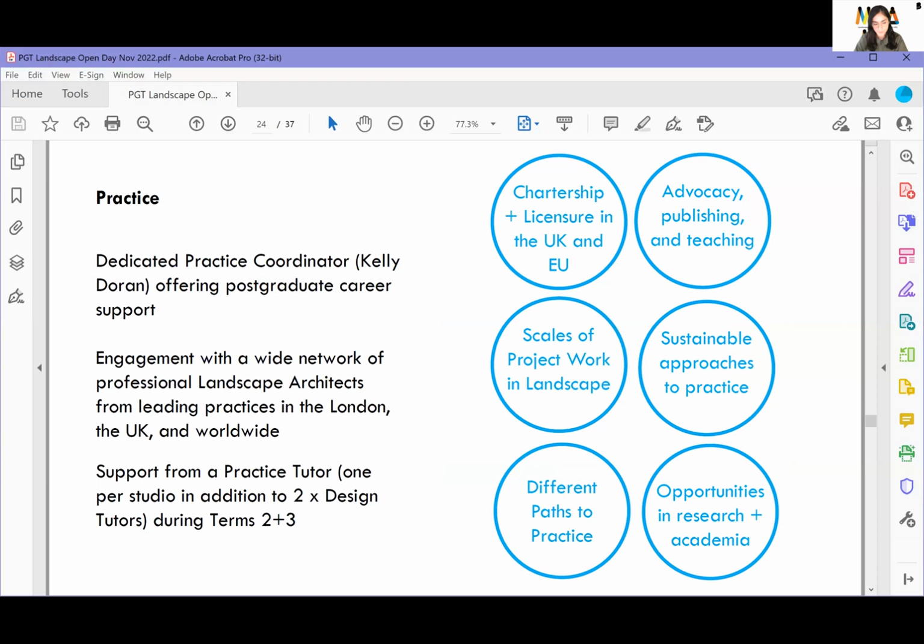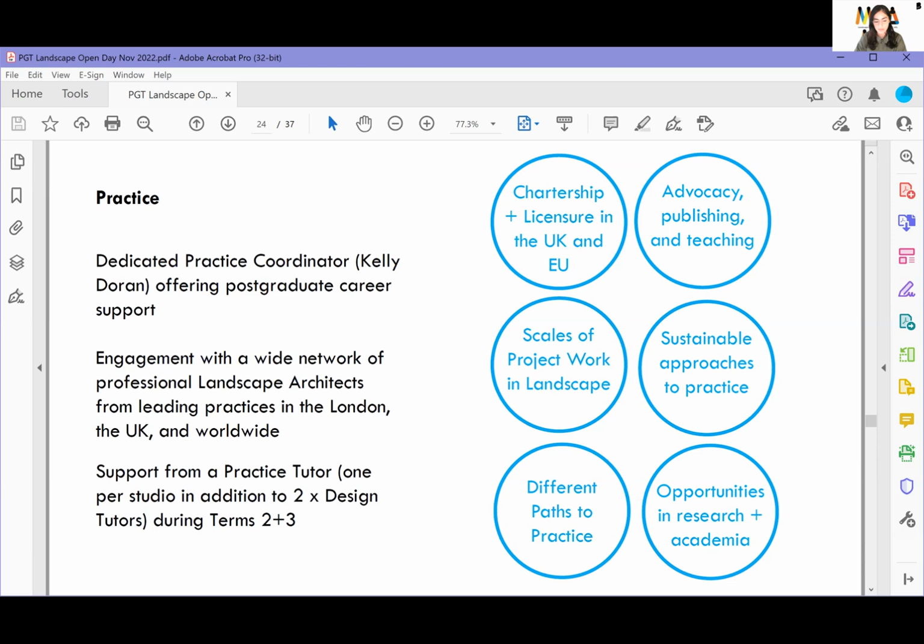And then practice. So we have a dedicated practice coordinator, Kelly Duran, who's there to offer you postgraduate career advice. So he's given talks and sessions with students about the different routes to chartership in the UK and the EU, advocacy, publishing, teaching, different scales of project work you might want to undertake in the landscape discipline, different sustainable approaches to practice, paths to practice, and also what opportunities there might be for you if you want to go into research in academia. So hopefully that will give you a good framework for starting to think about what you might do when you complete your studies.